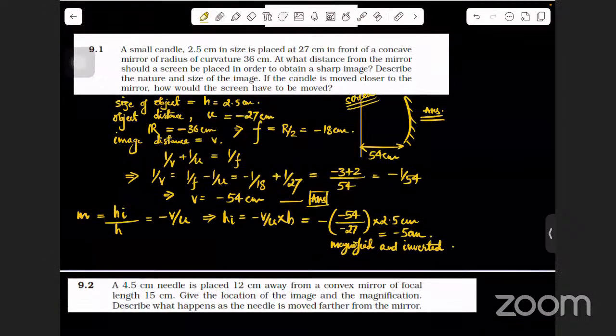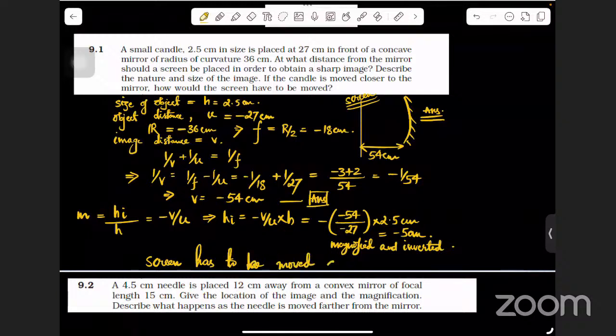The screen then has to be moved away from the mirror to obtain the image. All right. So I guess the explanation of the first question is very clear.